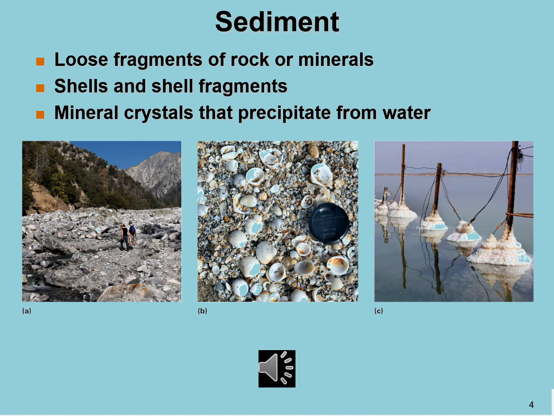Photograph A is an example of gravel, sand, and mud that have washed or tumbled to a valley floor in California. Photograph B shows shells that have accumulated on a beach in Florida and later break into smaller pieces by wave action. And photograph C shows salt precipitates on fence posts protruding from the Dead Sea, which is an extremely salty lake.